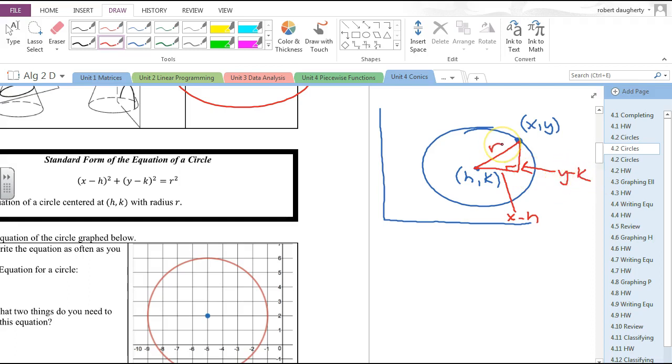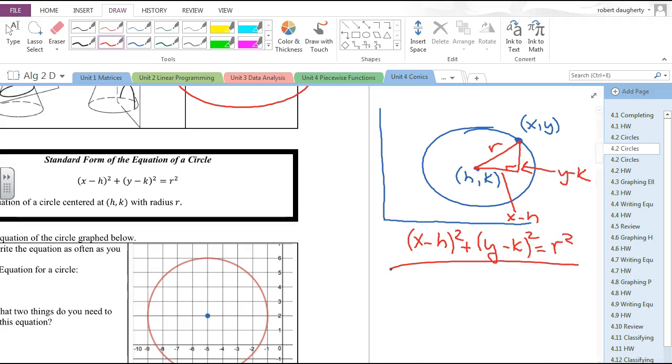Okay, and there's the radius of my circle. What does the Pythagorean theorem tell you? A squared plus B squared equals C squared. So the sum of the squares of the legs. So this means that X minus H squared plus Y minus K squared equal what? R squared. That's it. You've derived the equation for a circle.